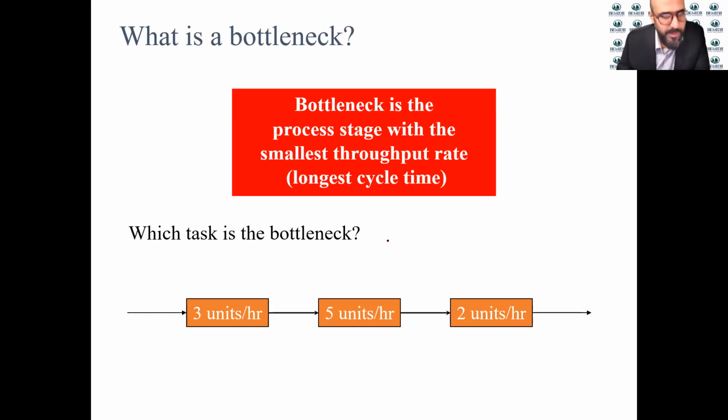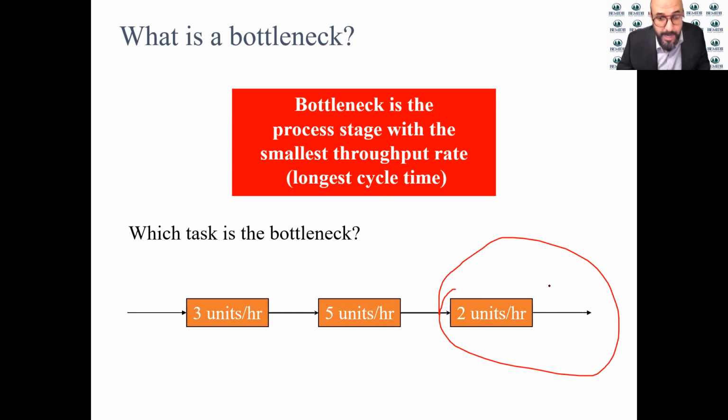All right, now the bottleneck. The bottleneck is the process stage with the smallest throughput, the longest cycle time. If we look into which task is the bottleneck, look at the unit that produces the fewest units, the smallest throughput rate. You will see this is 2 units per hour. They produce very little. And what's the result of the bottleneck? It will slow you down. So in order to do 3 or 5 units, you could only do 2. You're stuck with this number. So the capacity of your line is the capacity of your bottleneck.